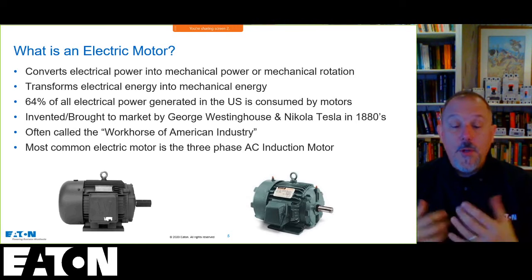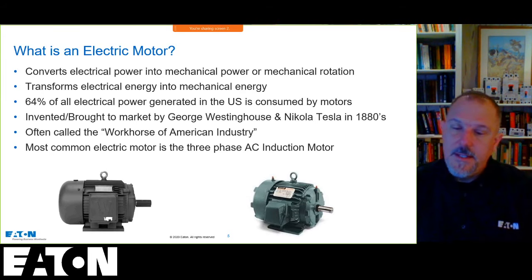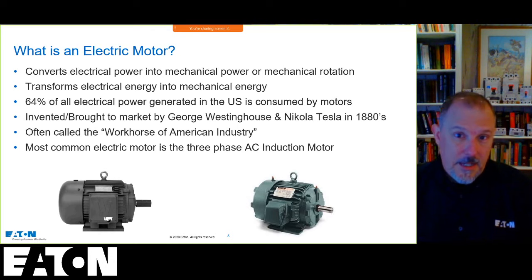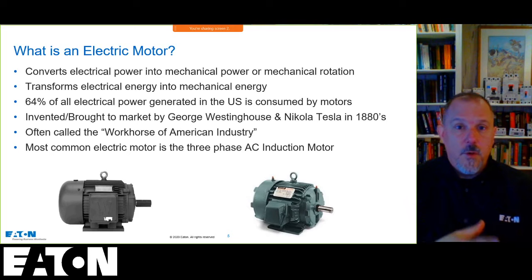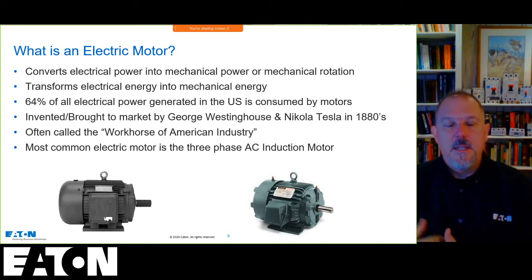So what we do know is that 64% of all the power generated in the U.S. is consumed by motors. George Westinghouse and Nikola Tesla, going back in the day, were fans of AC power because of the things that we can do with it quite easily. We can transmit, and we can use transformers to take from one voltage to another. Although the DC stuff is coming along well these days, there are things I can do with AC that are a little more difficult to do on the DC side of the world.